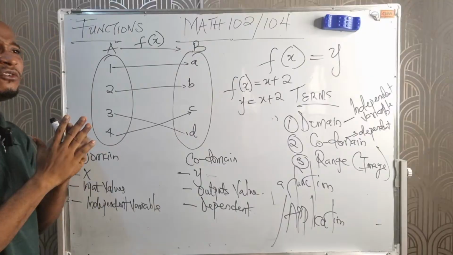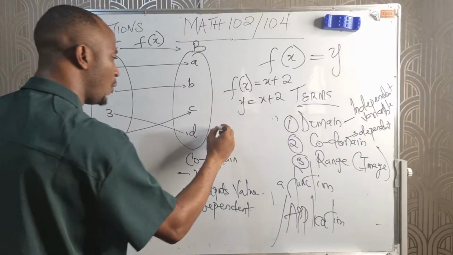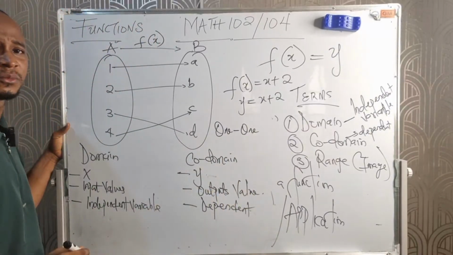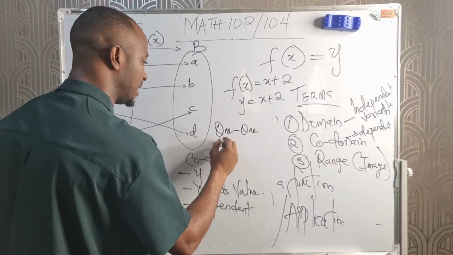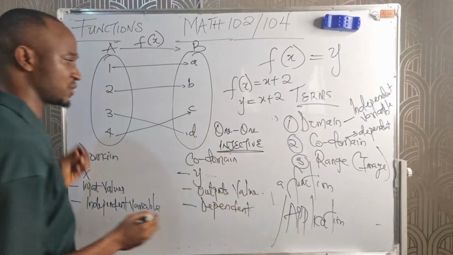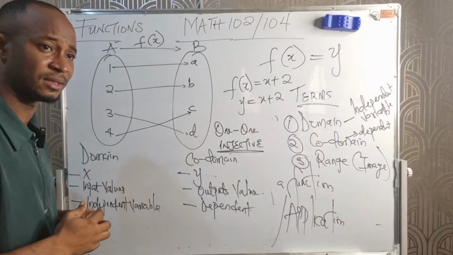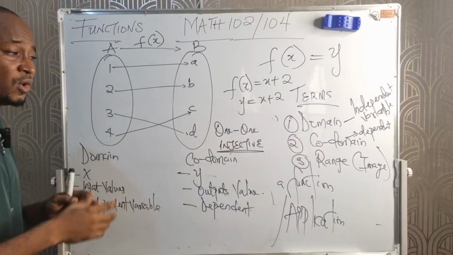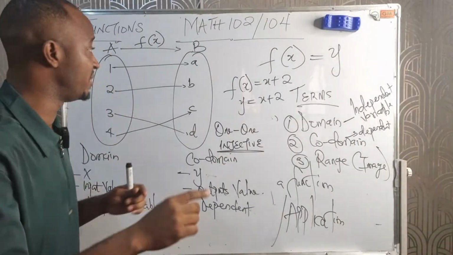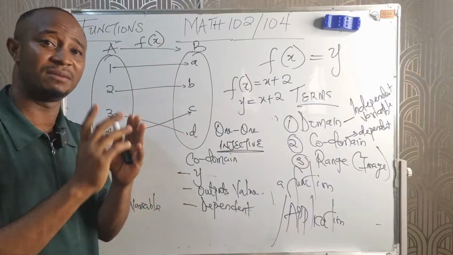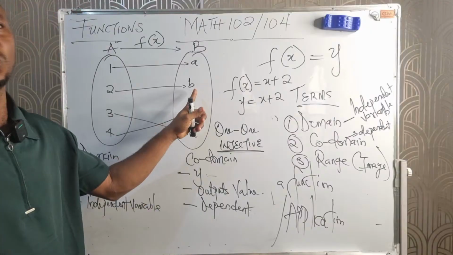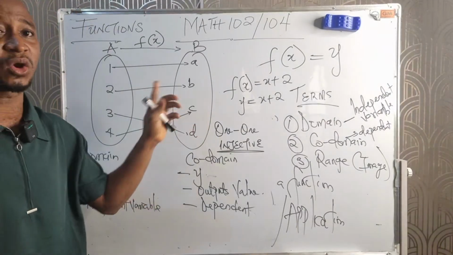We call this type of mapping function one-to-one. One-to-one mapping function, which is also known as injective. Injective function. One-to-one, also called injective. One-to-one means every element in the domain has a unique element in the codomain. Every element in the domain is assigned to a particular element in the what? In the codomain. Am I communicating now?